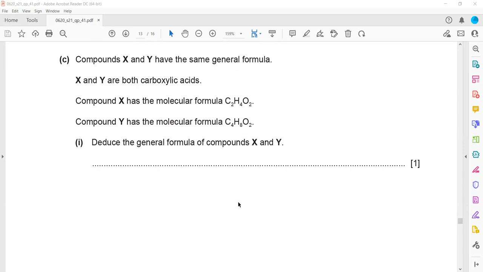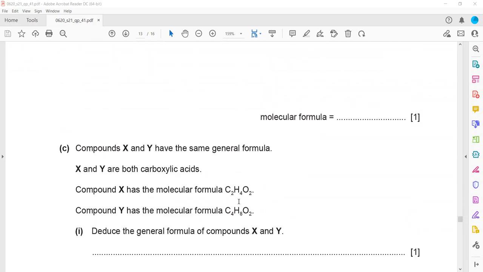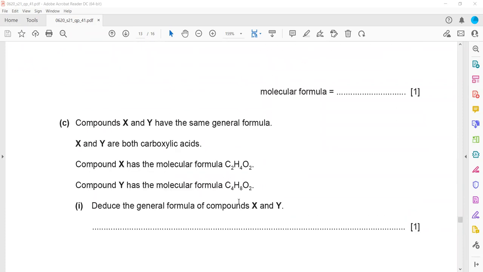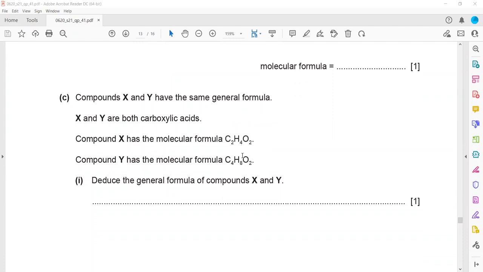Compounds X and Y have the same general formula. X and Y are both carboxylic acids. X has a molecular formula of C2H4O2. Y has a molecular formula of C4H8O2. Deduce the general formula of X and Y. How can I generalize this, how can I make a general formula by using these two?